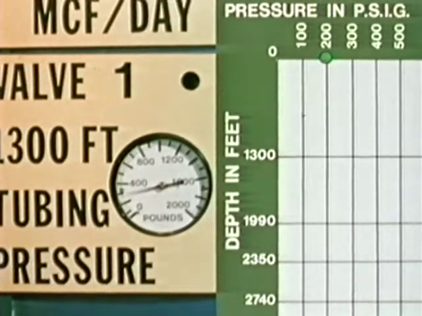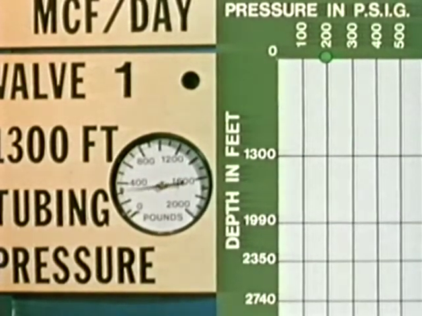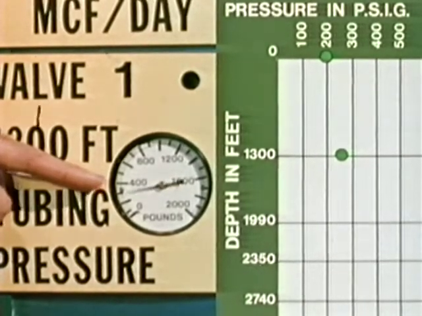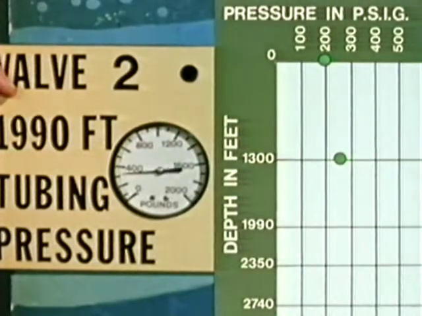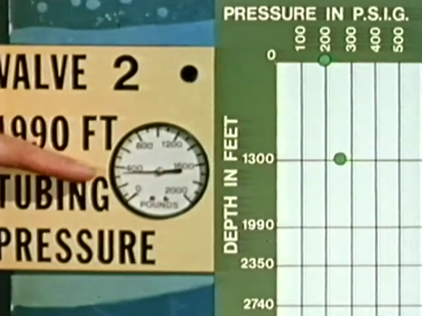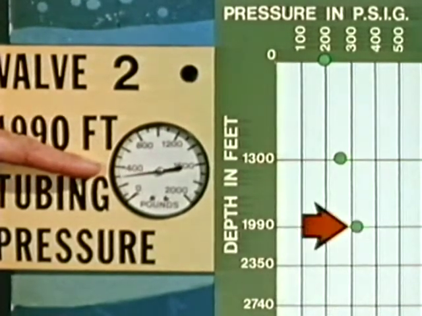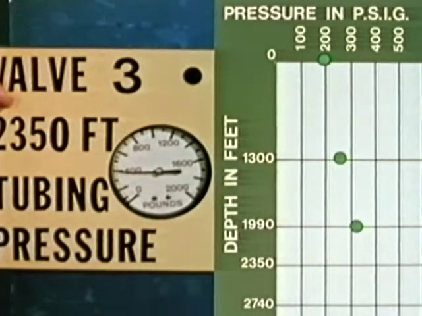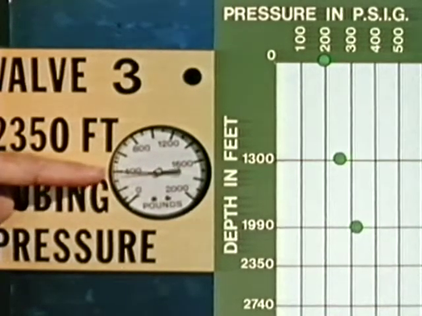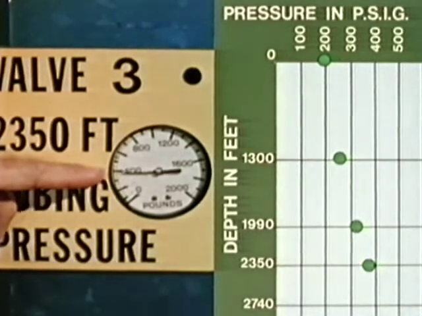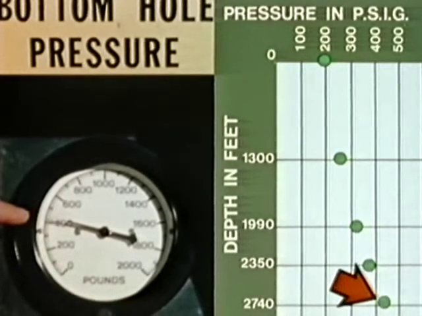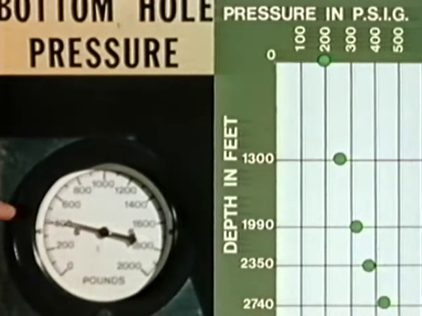The flowing tubing pressure at the 1,300-foot level is 270 pounds per square inch. At 1,990 feet, the pressure is 335 pounds. At 2,350 feet, the pressure is 380 pounds. The flowing bottom hole pressure is 430 pounds per square inch.